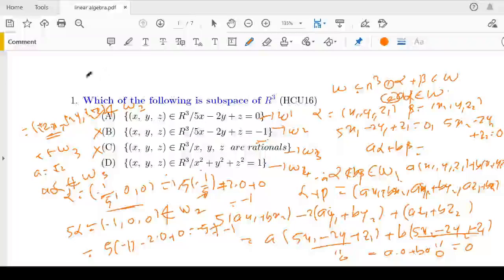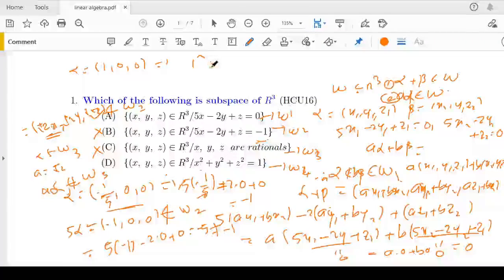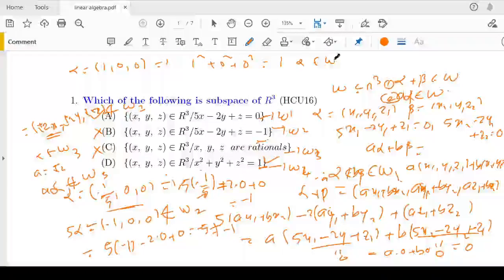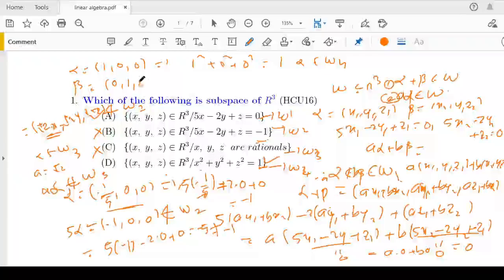Similarly, W4 is also not a subspace. Assume that alpha is equal to (1, 0, 0), which implies 1 square plus 0 square plus 0 square equals 1. Therefore this also belongs to W4. Similarly, beta is equal to (0, 1, 0).